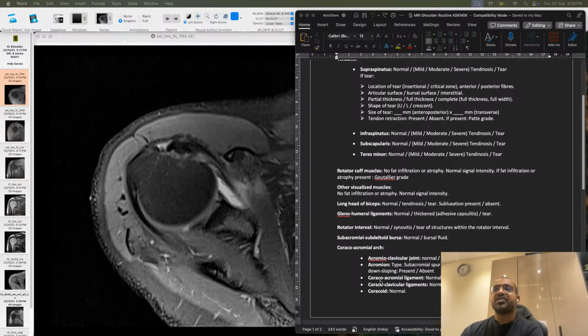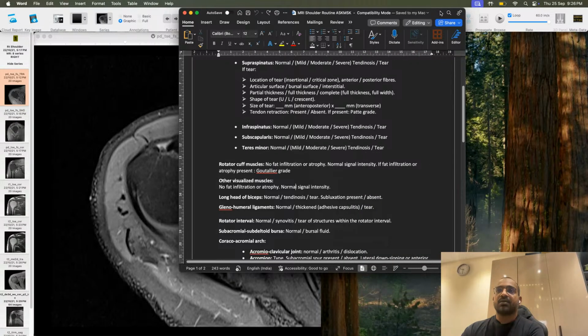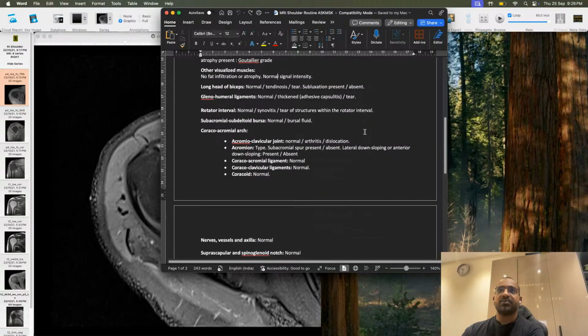Then the coracoacromial arch. So the acromioclavicular joint, with or without arthritis. Arthritis is there. There is no dislocation. Usually in trauma, we mention the Rockwood classification, and based on that, we give the dislocation. I'll share these templates also. So the acromion type, whether type 1, type 2, type 3, that we need to mention.